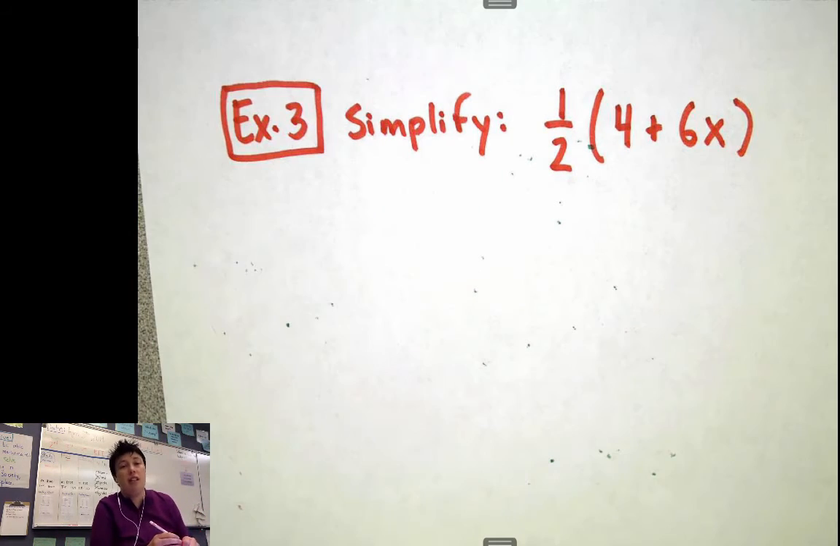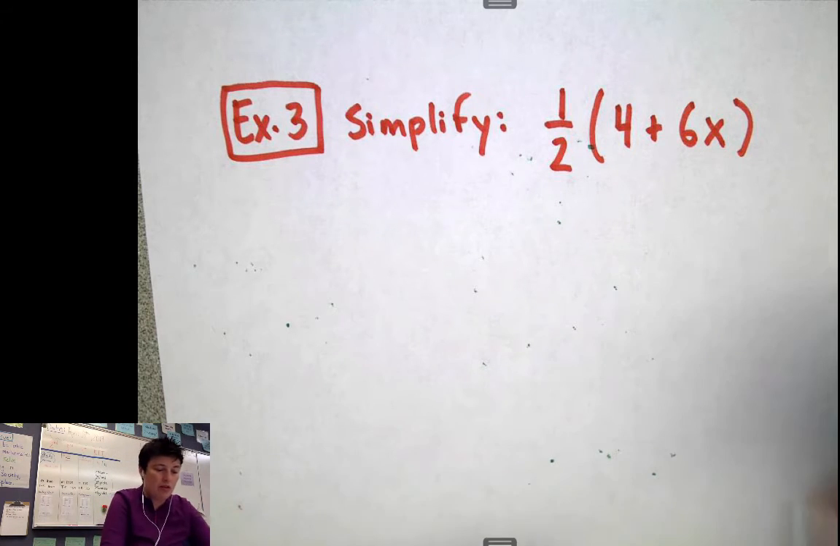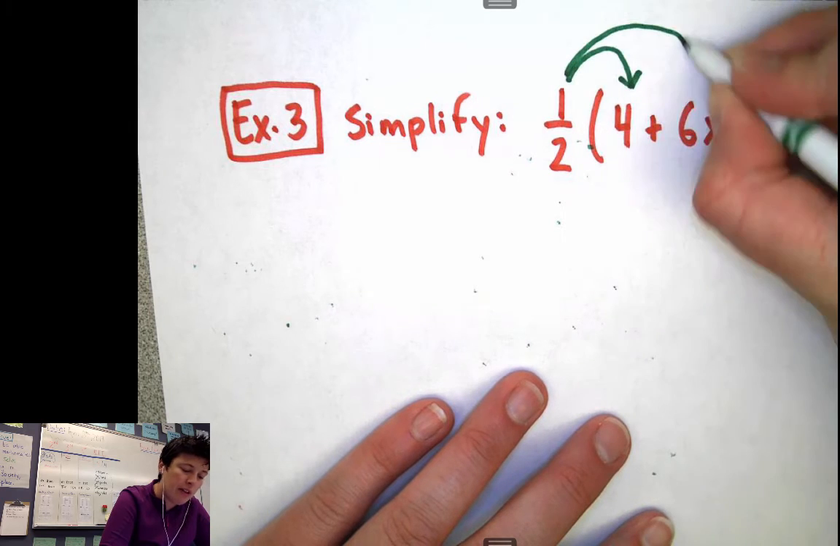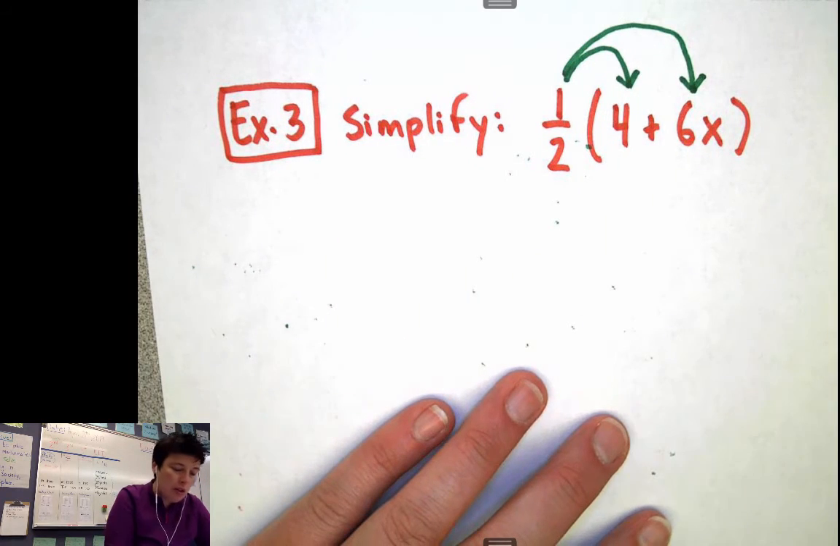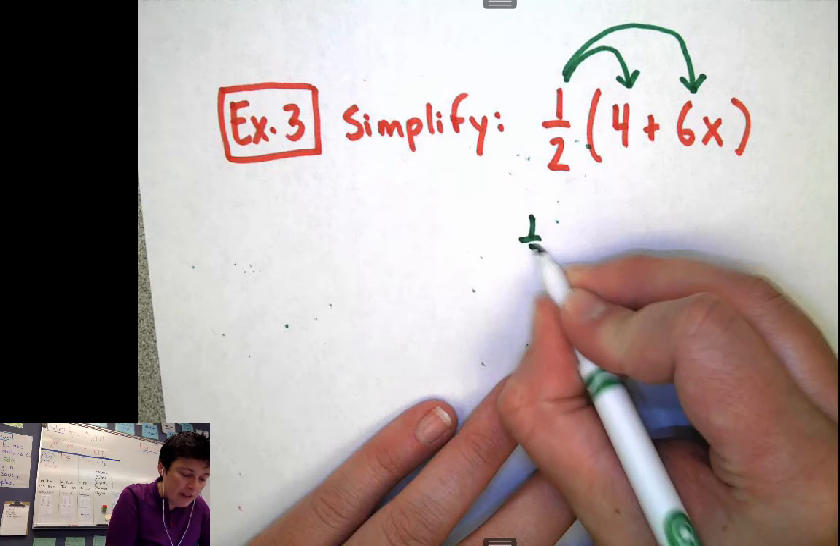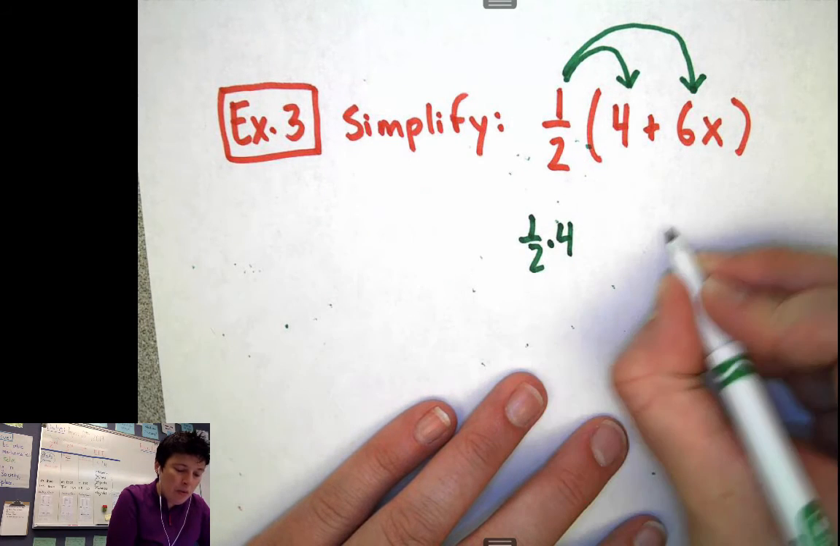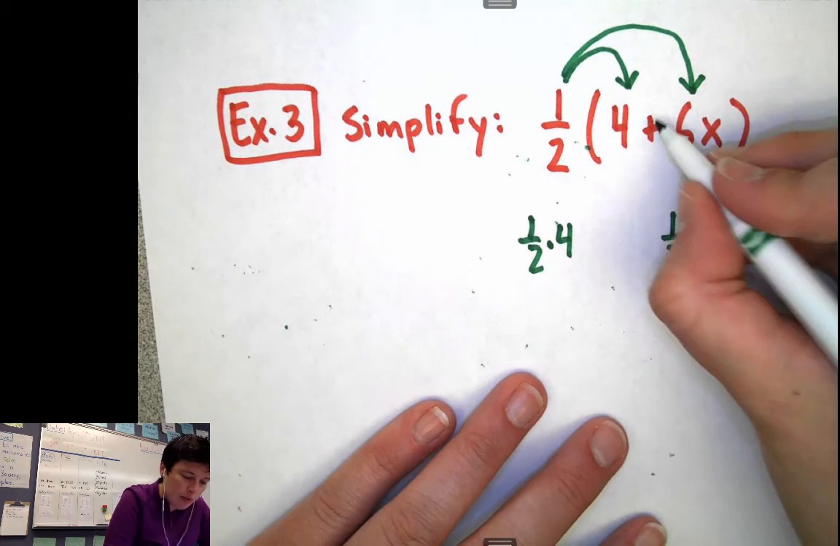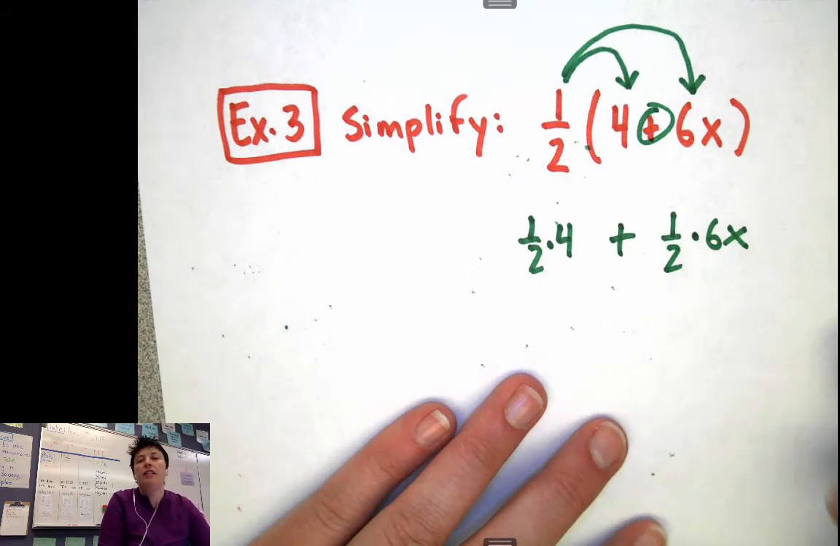Again, I like to use the arrows, so that's my strategy. I'm just going to draw. I'm going to say, okay, I have to do 1/2 times 4, and I have to do 1/2 times 6x. So that means I have to do 1/2 times 4, 1/2 times 6x, and then there's a plus sign in the middle, so we are adding.